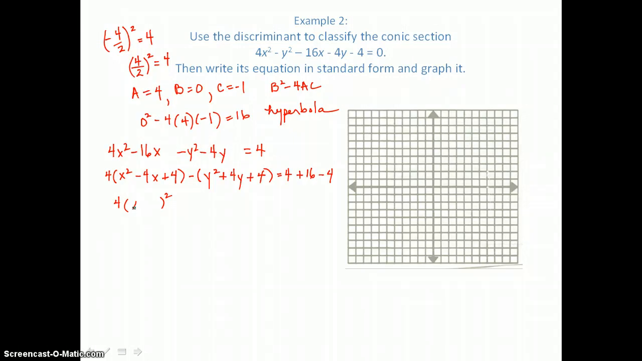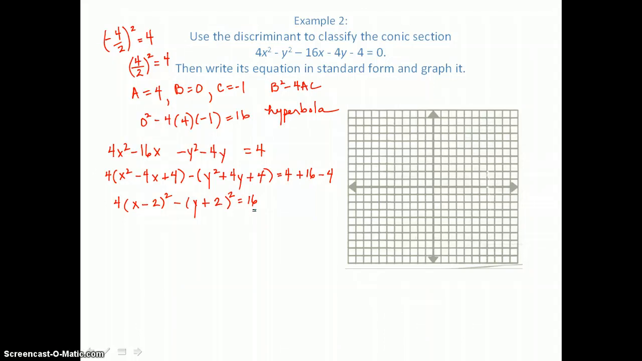Take the square root of the first term, sign of the middle term, and the square root of the third term. I can factor my perfect square trinomial in y also. Square root of the first term, sign of the middle term, and square root of the third term. On the right hand side, 4 and negative 4 are 0, so I just have 16.